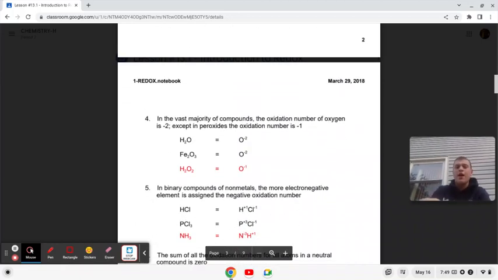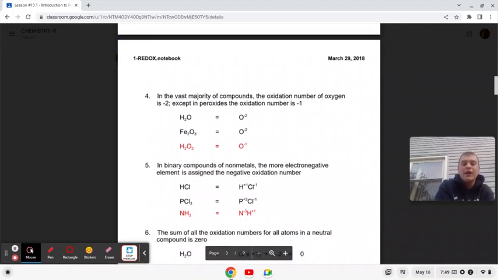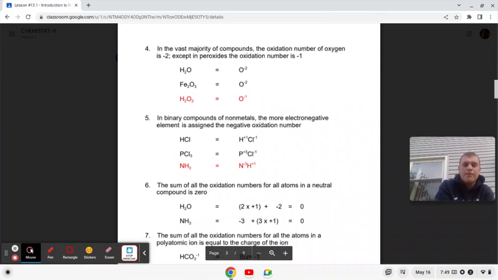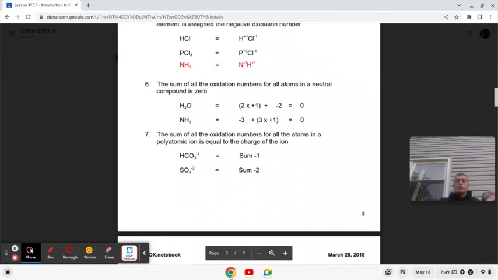In the vast majority of compounds, oxygen is -2, but in peroxides, which is a group 1 metal, 2 of them bonded with 2 oxygens, then the oxidation number is -1. In binary compounds, the more electronegative element has the negative number. The sum of all the oxidation numbers in a neutral compound would be 0.